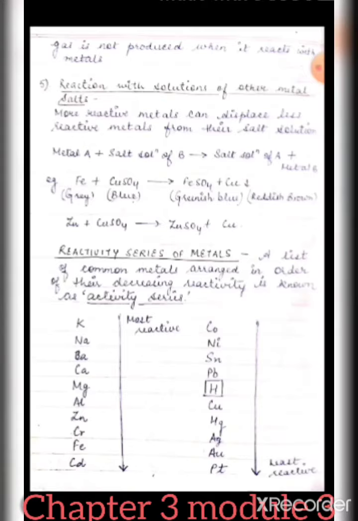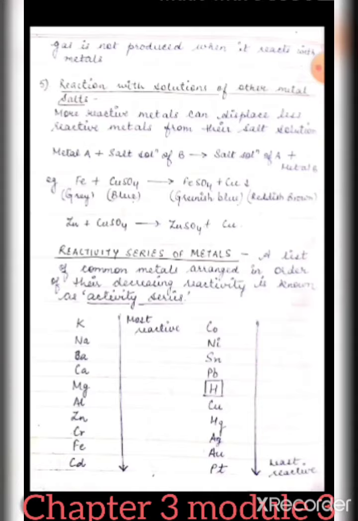So when we are going through this reaction, what will happen, we will take metal A for example and salt solution of B. So here the salt solution should be of less reactive metal. Therefore, for example, if we take Fe plus CuSO4, then it will give FeSO4 plus Cu. But if we are doing it in reverse order, that means we are taking Cu with FeSO4, then you will not get the result because Fe is more reactive than copper. So copper cannot displace more reactive element.